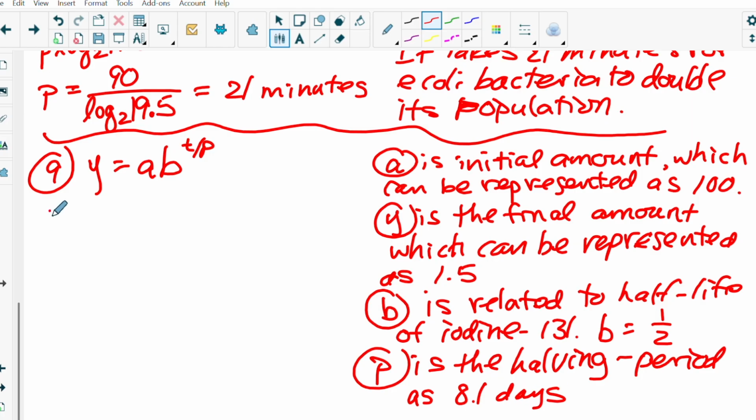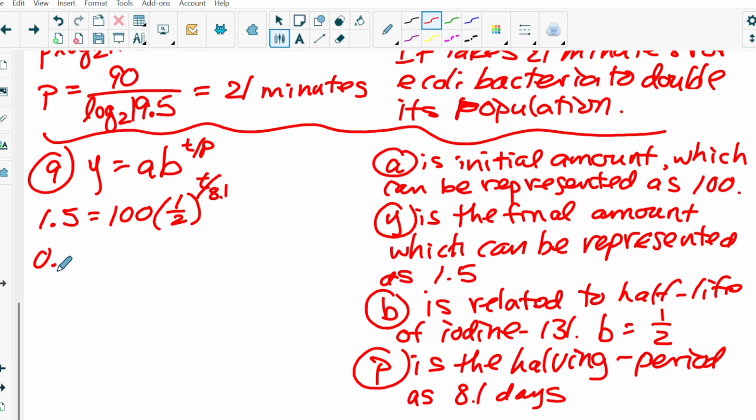Okay, so let's take a look at our formula. y is 1.5, the final amount. A is the initial amount, which we said is 100. B is the halving period, so 1/2. T is the time that it takes to reduce to 1.5% of the original amount, divided by P, which is 8.1 days.